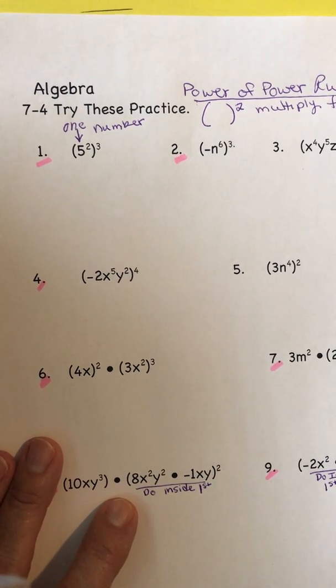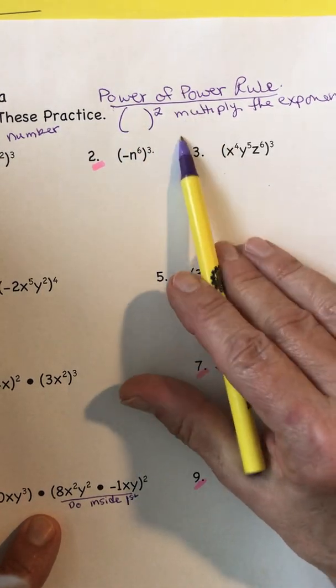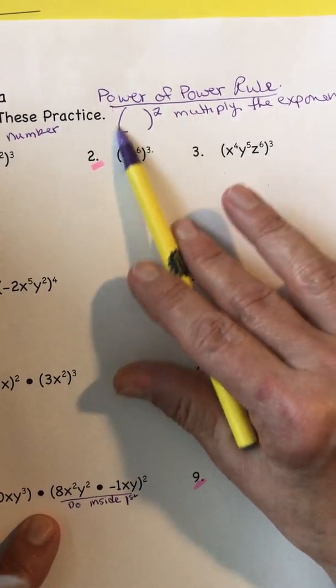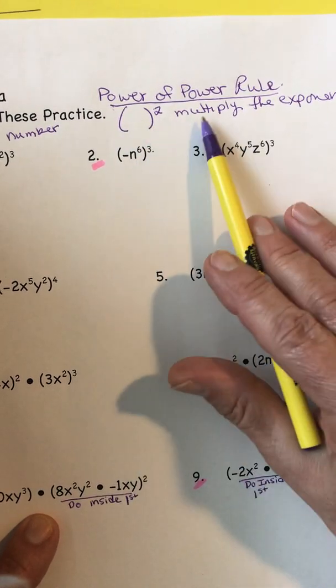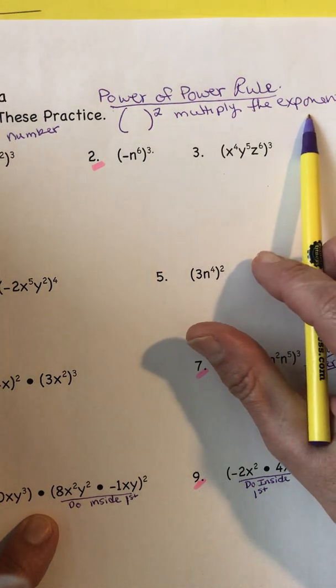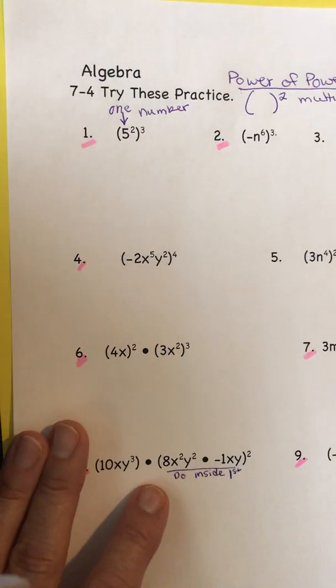And one of the things that we've been learning is the rule about power of powers. That is, when you see parentheses and an exponent outside and exponents on the inside, you know you're going to be multiplying the exponents. Okay, so just a little review there. And let's take a look at the first one.